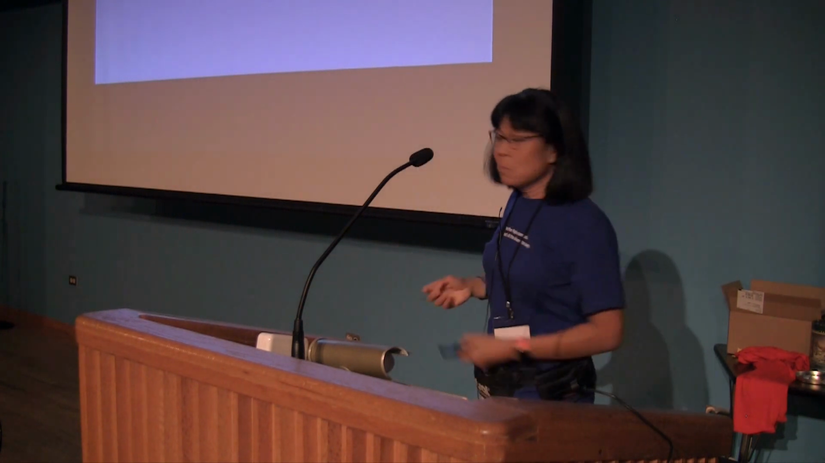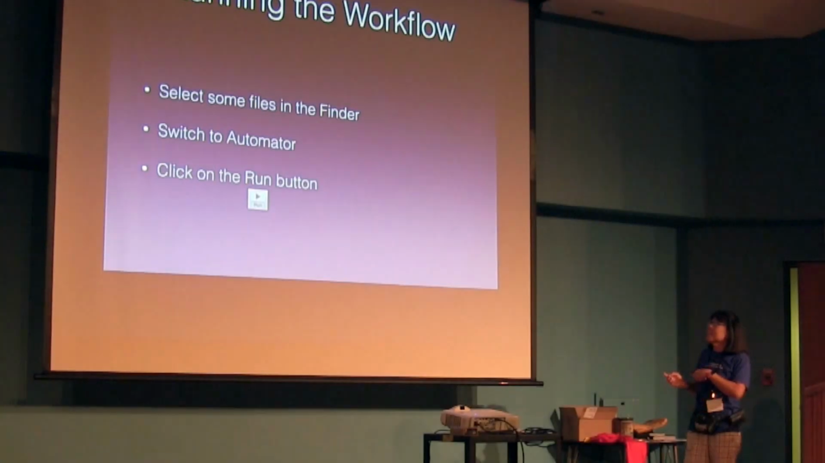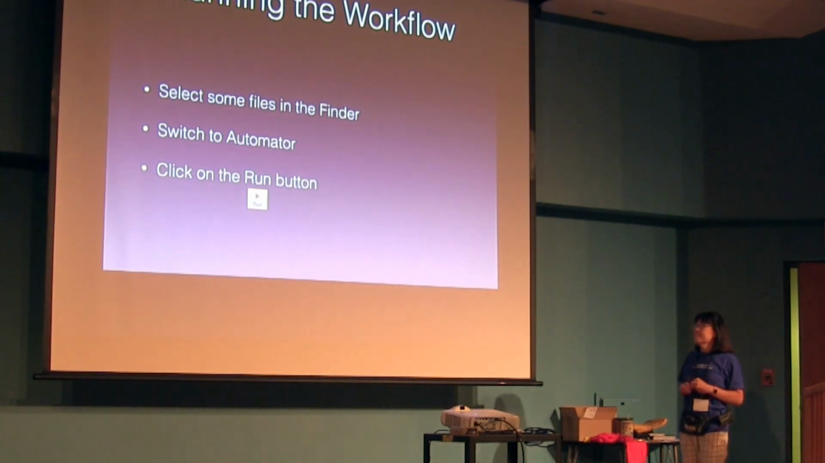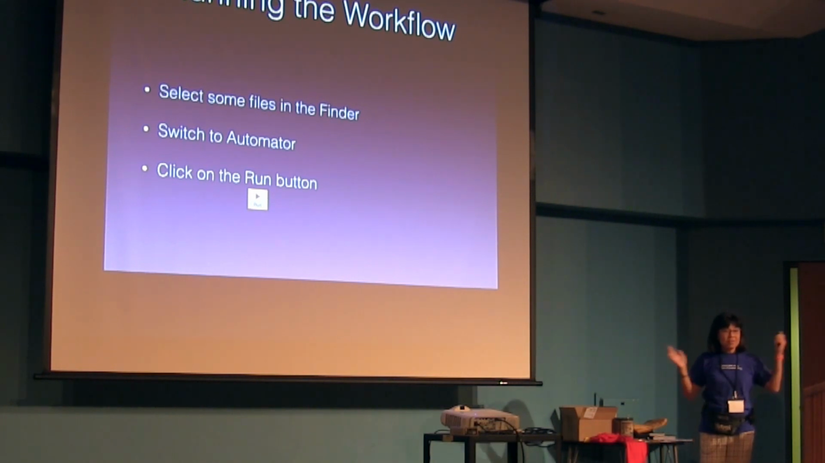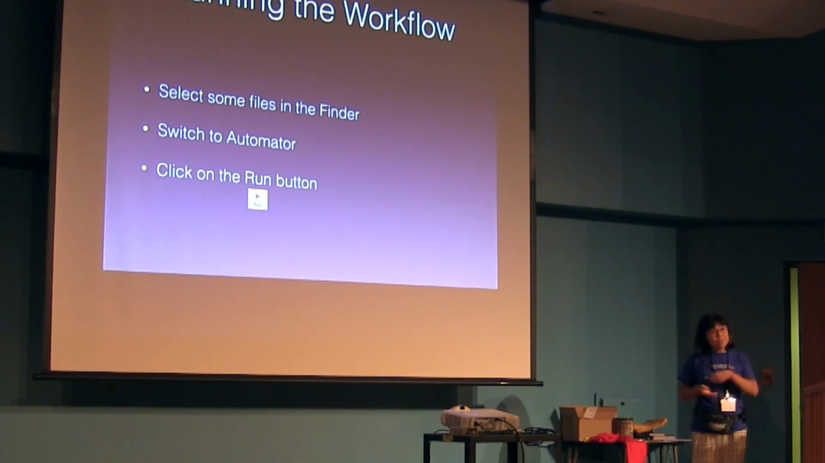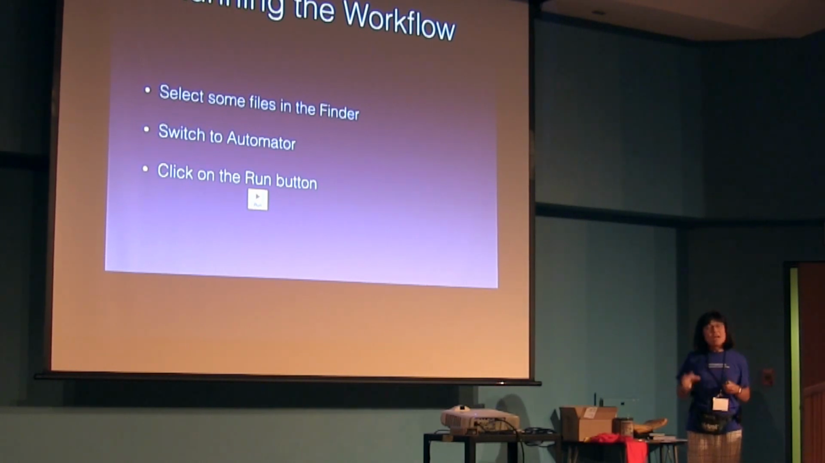And how do you run it? Well, here we go. You select some files in the Finder, you switch back to Automator, and then you press the Run button. That's it. All your 300 files have been renamed. All your 300 files have been converted to 640 by, if you choose the right other actions, you can rename them, compress them differently with JPEGs and everything. Maybe you want to post that on your website, but you want a smaller image. This is the thing for you.